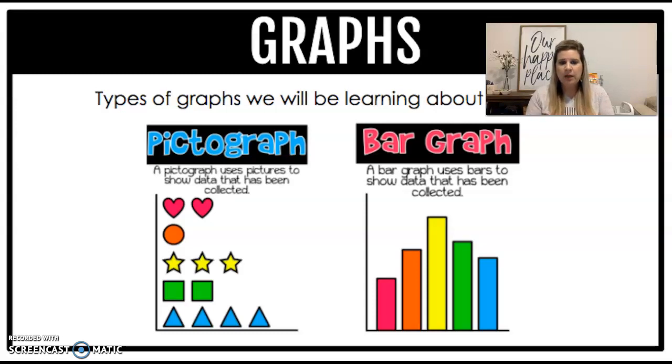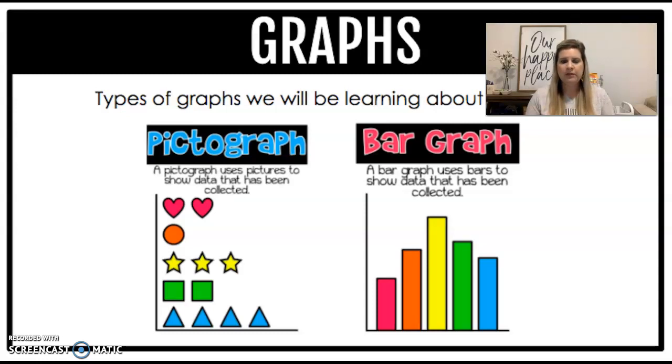This week, we're going to be talking about two types of graphs. We're going to be talking about a pictograph and a bar graph, and you'll see those on the screen right now. So let's take a look at the pictograph and the bar graph, and let's think about the way they are different, okay? If you'll notice over here, the pictograph uses pictures to show data, and the bar graph uses bars. So that is one of the main differences between a pictograph and a bar graph.